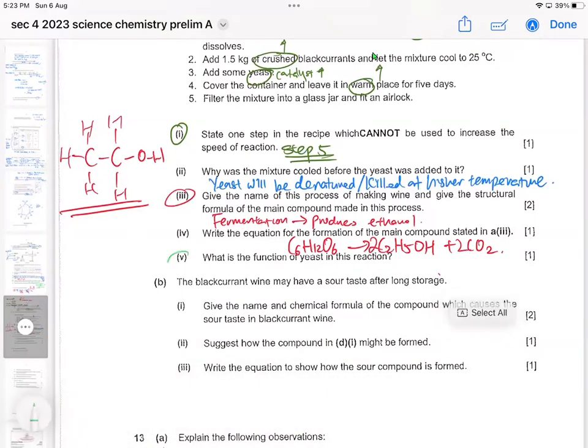Okay, the function of yeast. The purpose here is that it acts as a catalyst, to increase the rate of reaction.